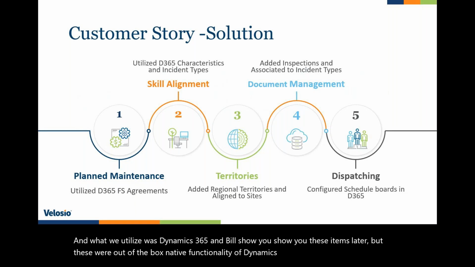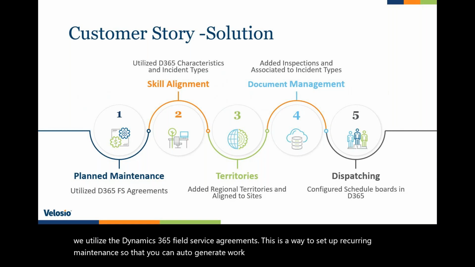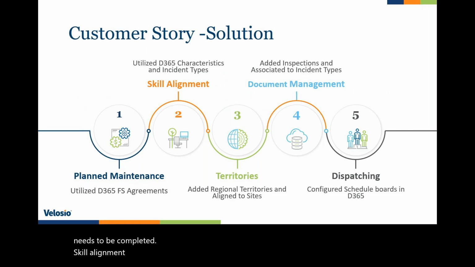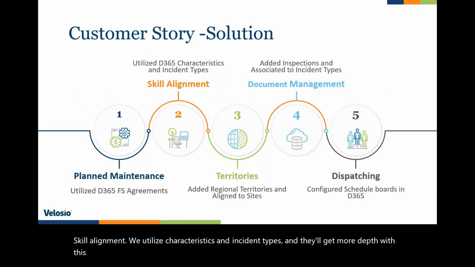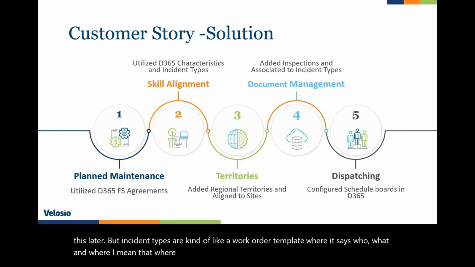So for the planned maintenance, we utilized the Dynamics 365 field service agreements. This is a way to set up recurring maintenance, so that you can auto-generate work orders, so you have visibility into what needs to be completed. Skill alignment: we utilize characteristics and incident types, and Bill will get more in depth with this later. But incident types are kind of like a work order template, where it says who and what needs to go to complete this work.